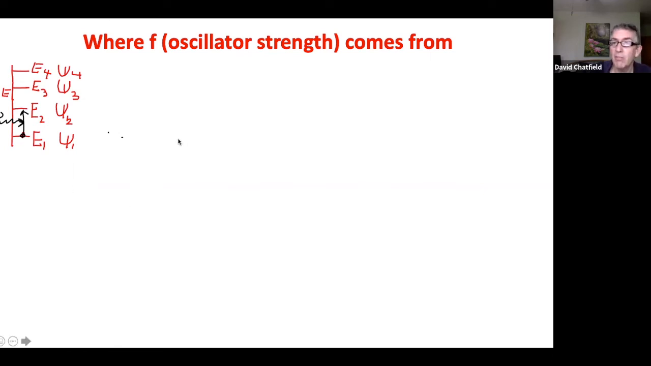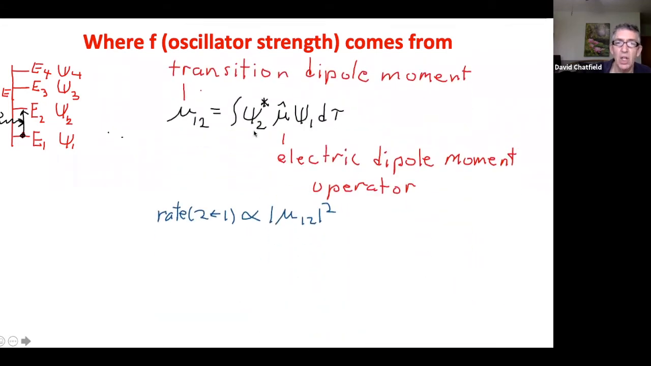If you have a large number of molecules, then over time there will be a rate of absorption of radiation. And what does that depend on? It depends on a quantity called mu12. The 1,2 means a transition from state 1 to state 2, and we call this the transition dipole moment. I need to talk about it a little bit. It will come up later in class when we talk about spectroscopy.